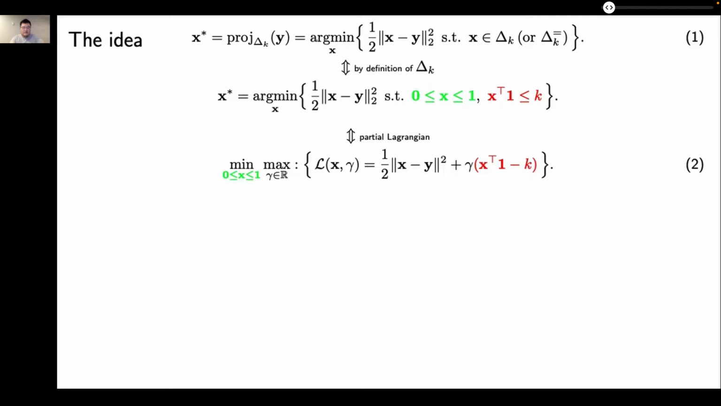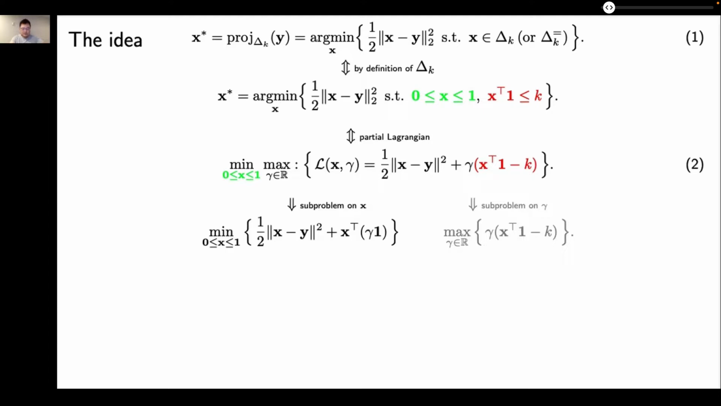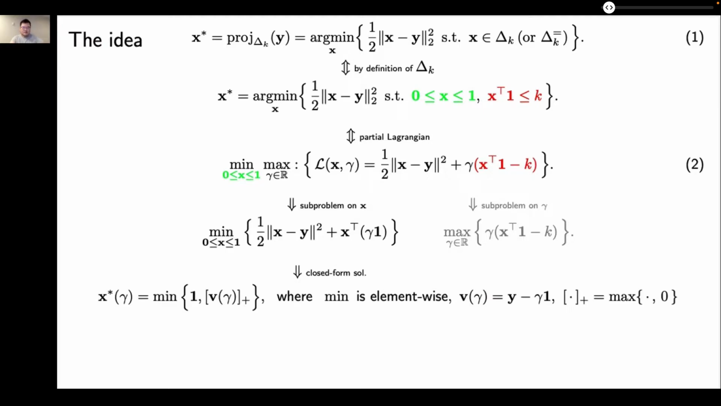So we use a Lagrangian multiplier and add it into the problem. We form the partial Lagrangian problem as problem 2. Problem 2 has two variables, x and gamma, so there are two subproblems, one on x and one on gamma. For the subproblem on x, we can solve it exactly with a closed form solution. This is the closed form expression.